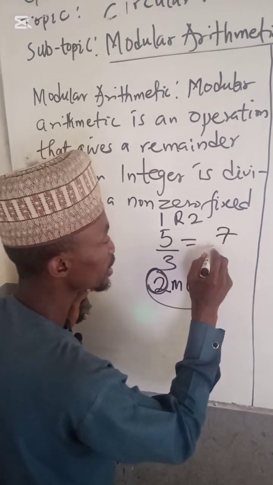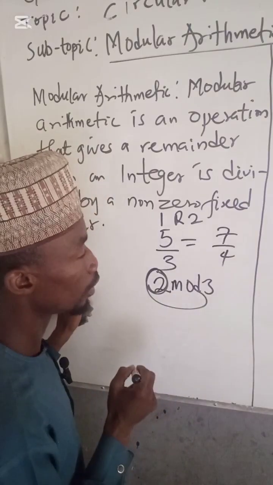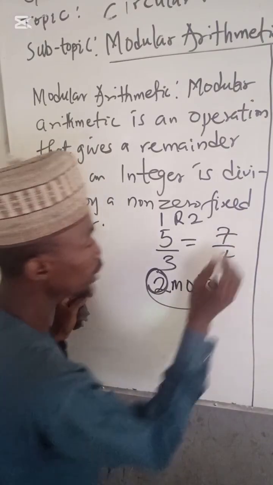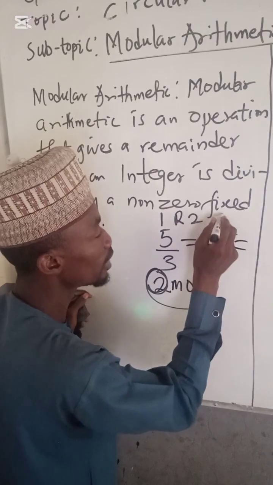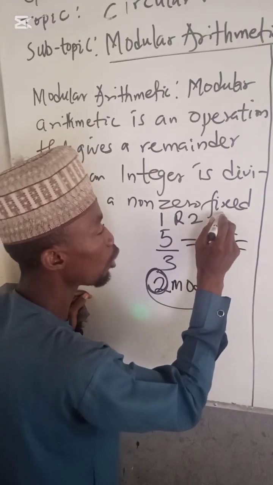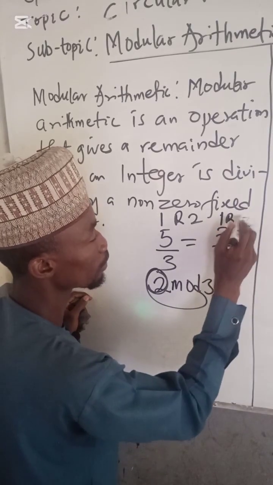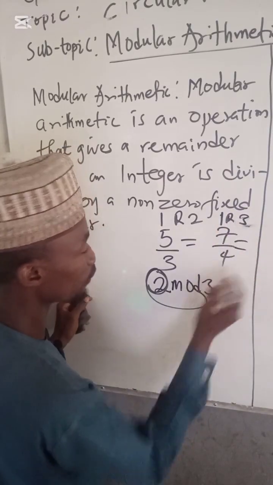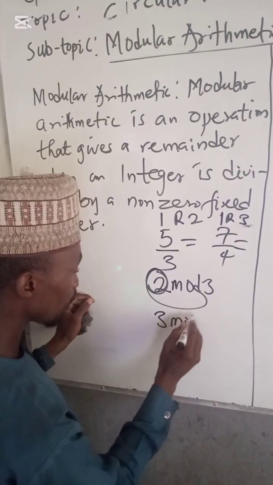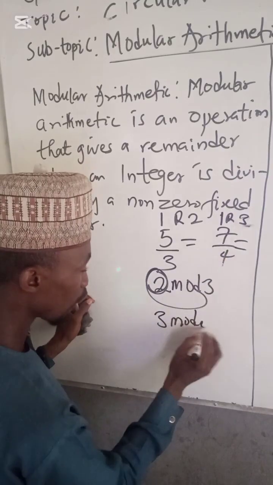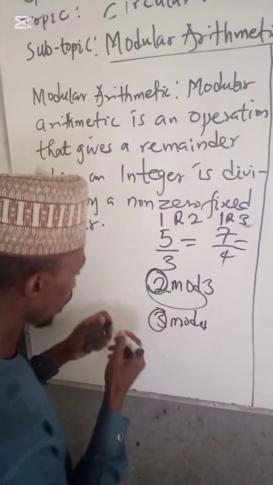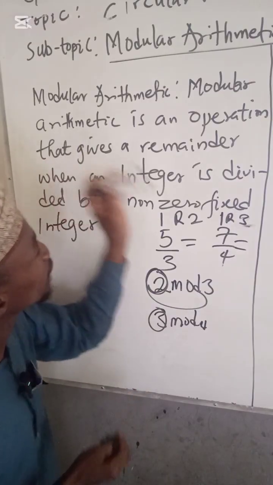Look at this one. 7 divided by 4. So instead of having 7 over 4, we say 4 in 7, we have 1, remainder 3. So instead of having 7 over 4, we have 3 modulo 4. So this is what we meant by this definition.